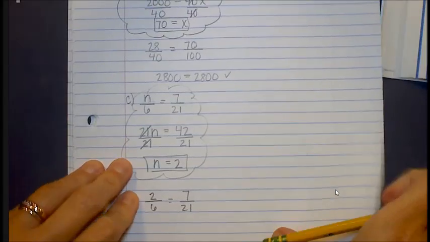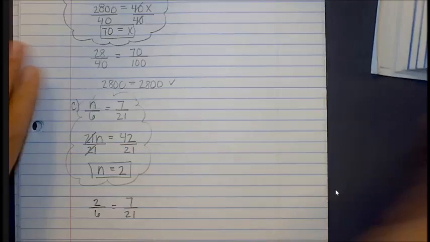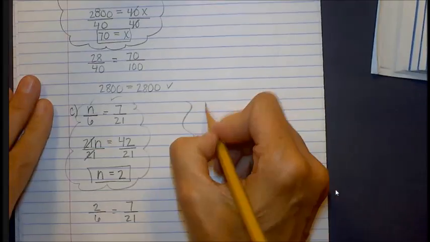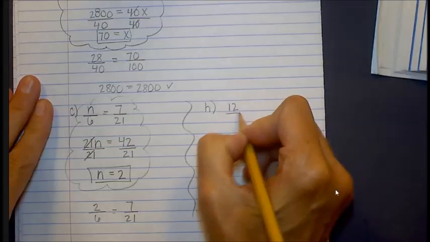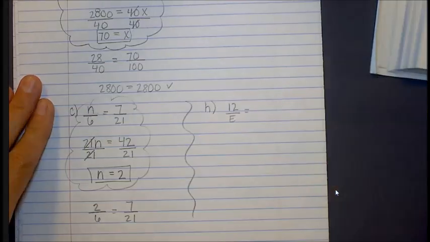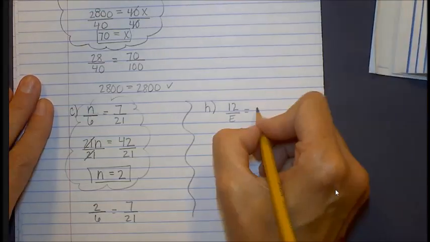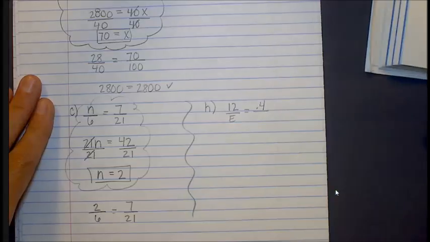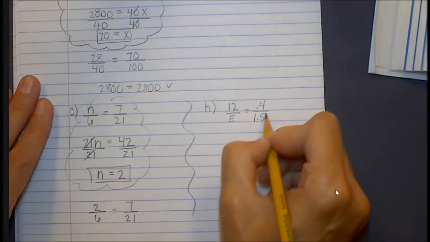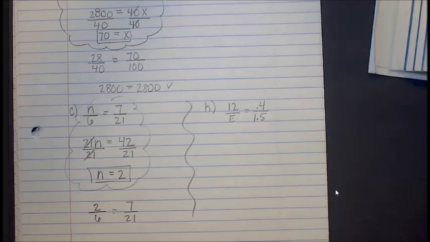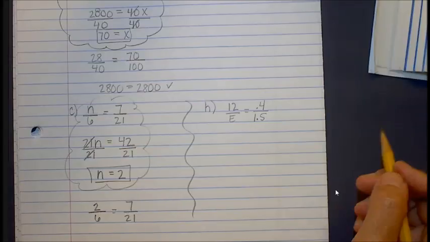I'm going to do this on the right-hand side, making sure we've got this. H is 12 over E is equal to 0.4 over 1.5. Now, sometimes the answers aren't always going to be super convenient, right? So we might have some decimals to work with. So let's see how this comes out.